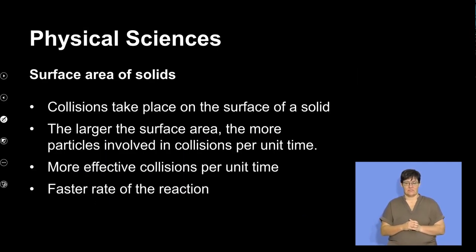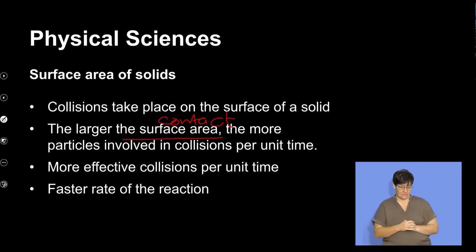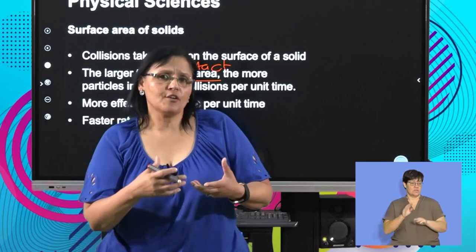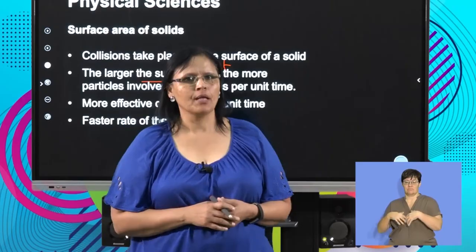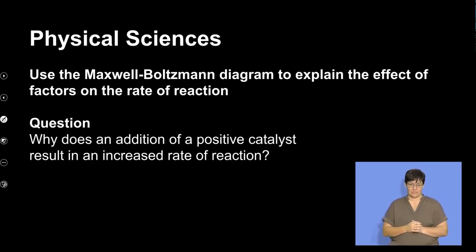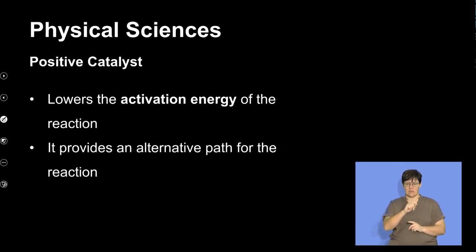So, with the collision theory, we can now say an increase in surface area will increase the rate of the reaction, because the larger the surface area, this is the contact area, the more particles are involved in the collision. So more collisions per unit time, more effective collisions per unit time, and that leads to a higher rate of reaction. The next factor that we will look at is why does an addition of a positive catalyst result in an increased rate of reaction?